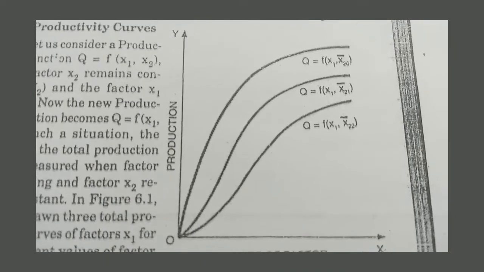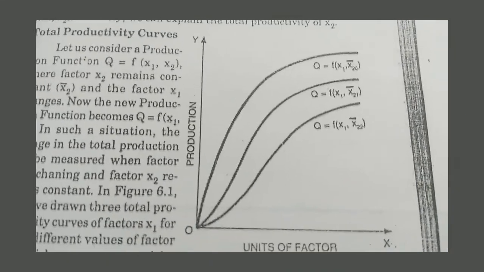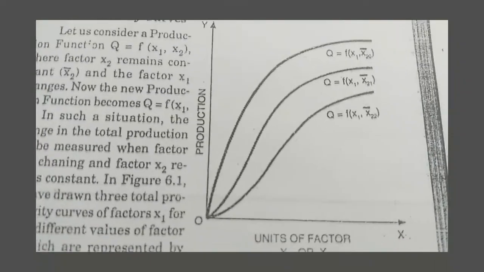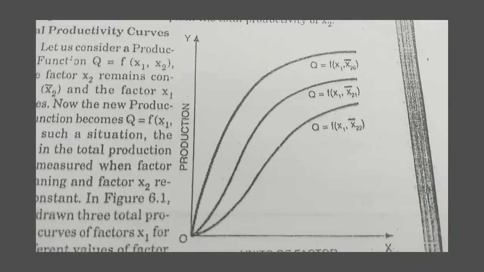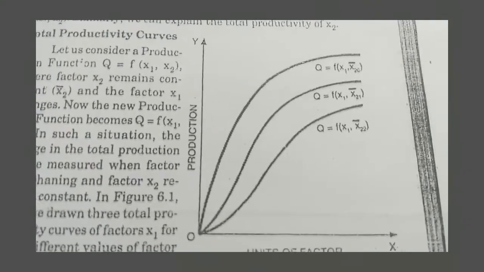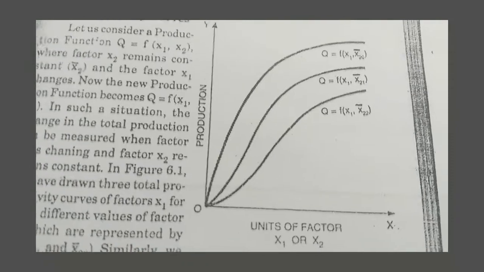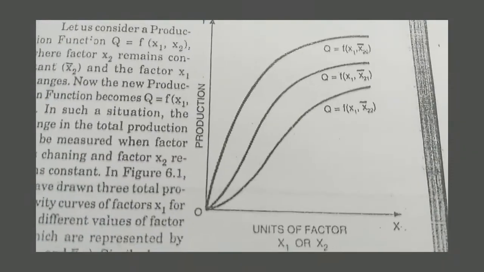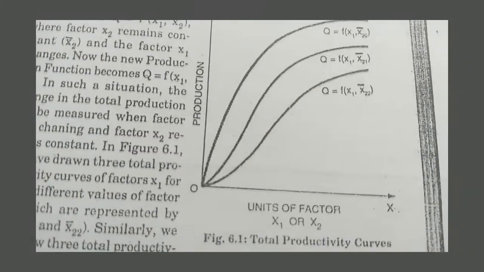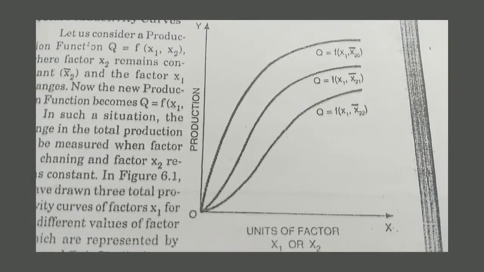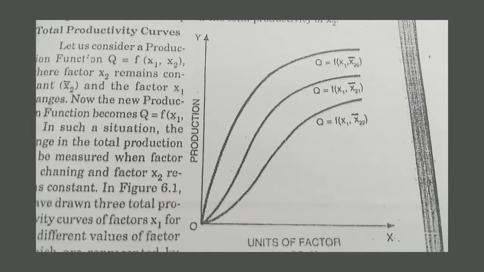Total productivity. For example, if production function Q equals F of X1 and X2, then the total productivity of X1 in the production of Q is defined as the quantity of Q that can be produced by factor X1, where factor X2 remains constant. Similarly, we can explain the total productivity of X2.